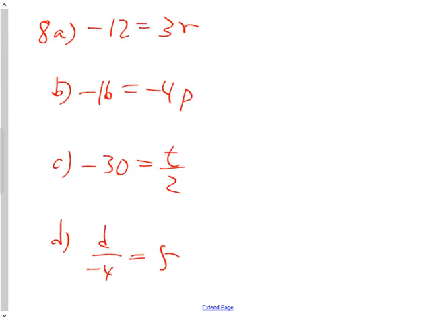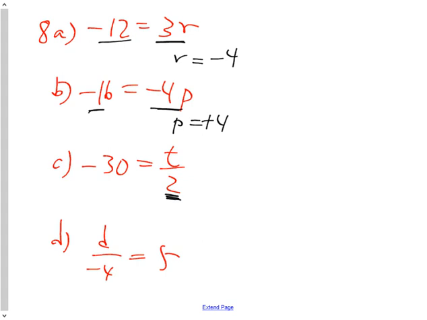So for question 8, this time it says use mental math to solve each equation. So I don't have to write down my question, but I do have to ask that same question. So 3 times what number is negative 12? R has to be negative 4, solving by inspection. Negative 4 times what number is negative 16? It's a positive 4, so P equals positive 4, or just 4.